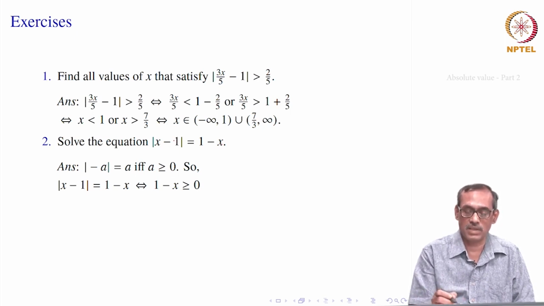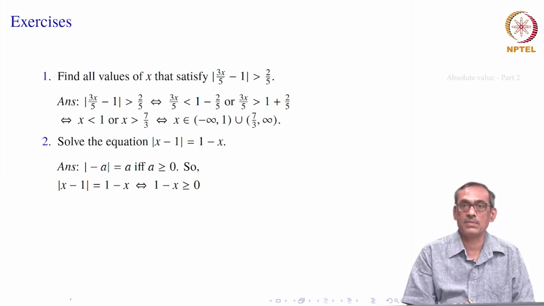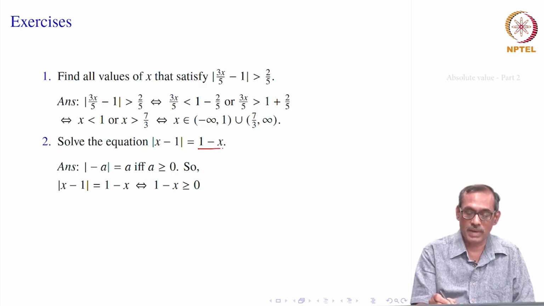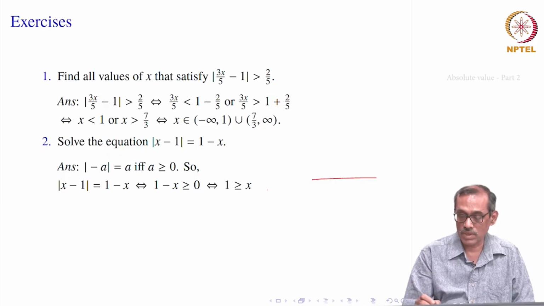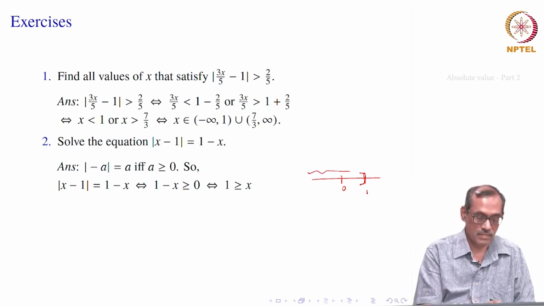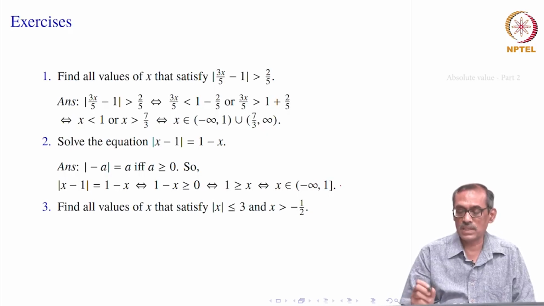In that case, a will be x minus 1, but we are using this minus mod a equal to a if and only if a is greater than or equal to 0. So, here our a is 1 minus x. So, that gives the inequality that 1 minus x must be greater than or equal to 0, and that directly gives us 1 is greater than or equal to x. So, where is x? That means x must be less than or equal to 1. If this is 0, this is 1, then x can be anywhere here. So, that is what we say: x belongs to minus infinity to 1, closed at 1. Okay, that is about the equality.